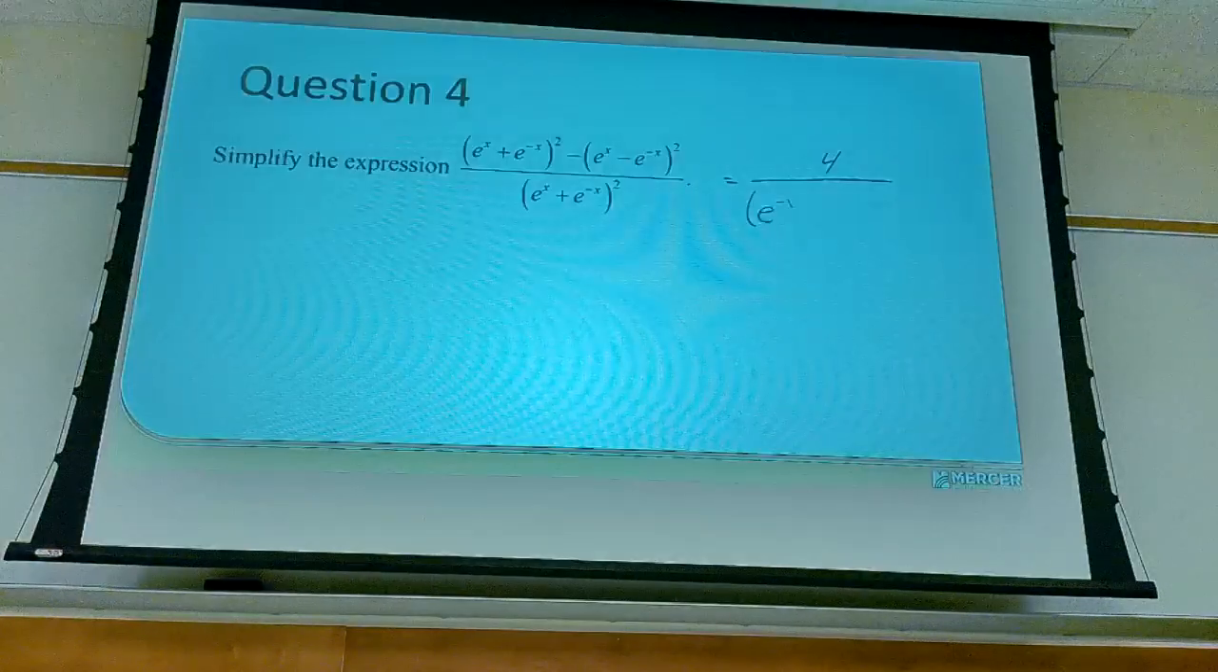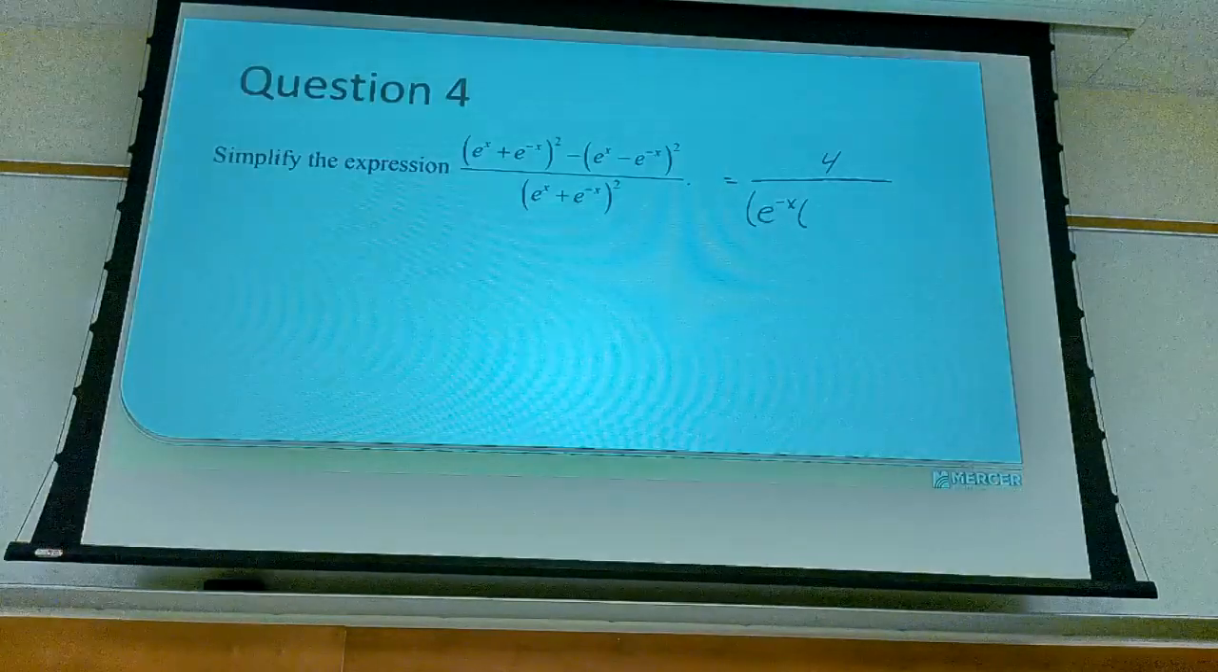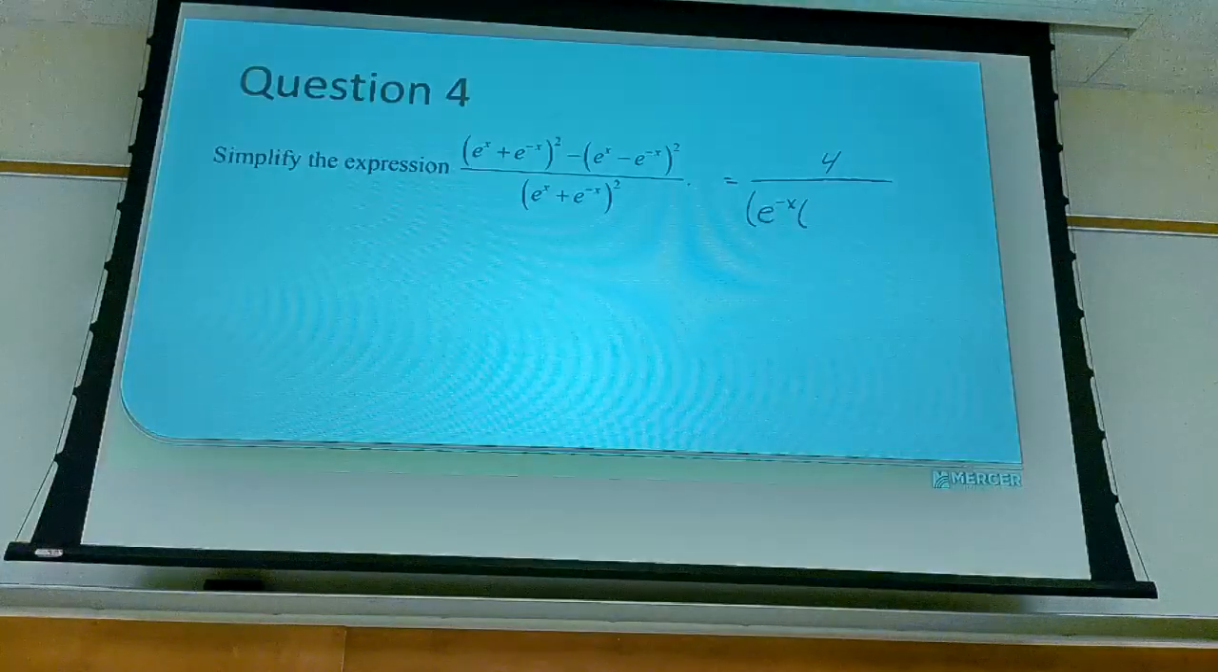Factor out an e to the negative x from what's inside that square. Factor out an e to the negative x from e to the x. What are you left with? Yeah. Exactly. So if you distribute through, what do you do to the terms? Factoring out's the opposite.